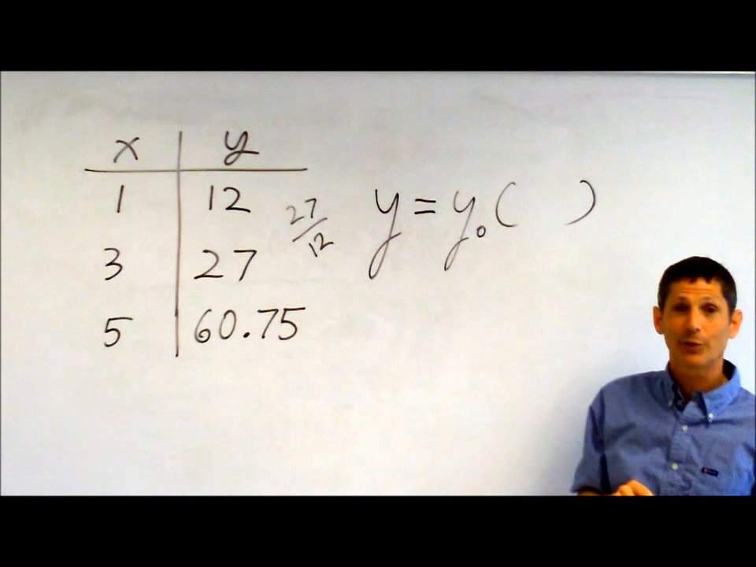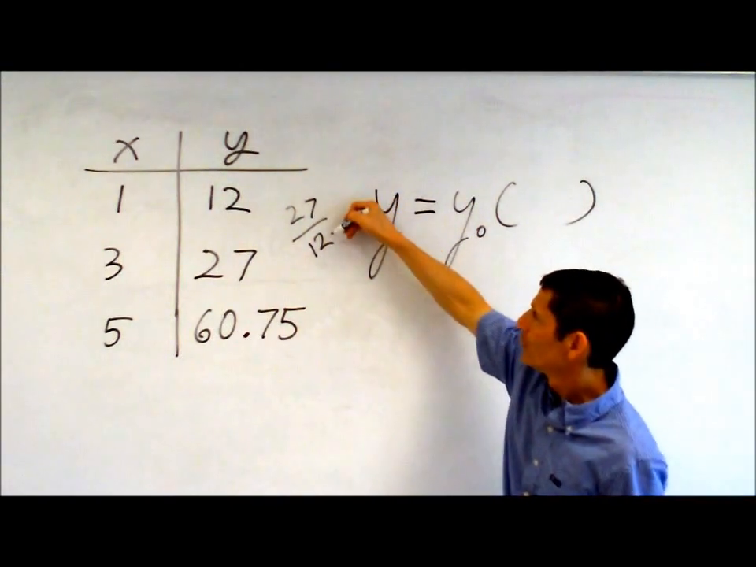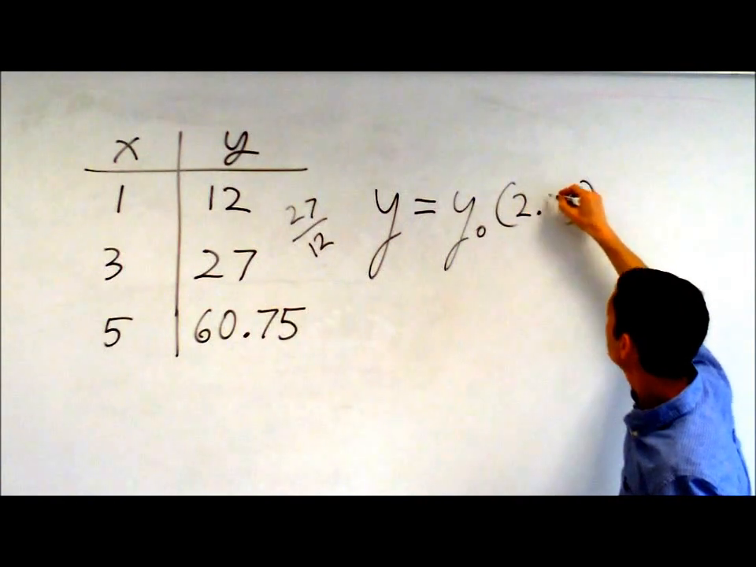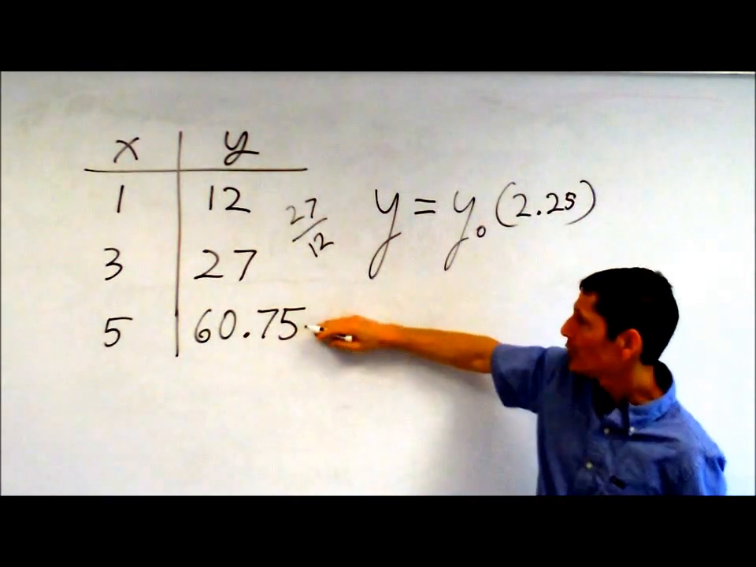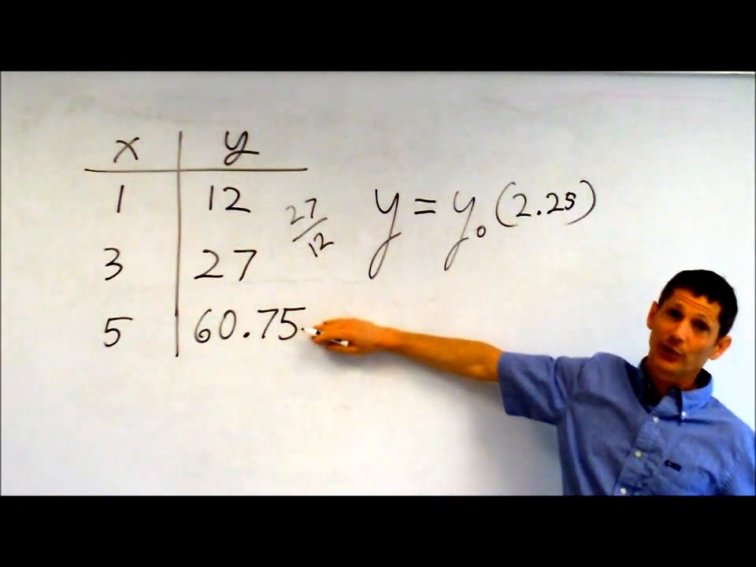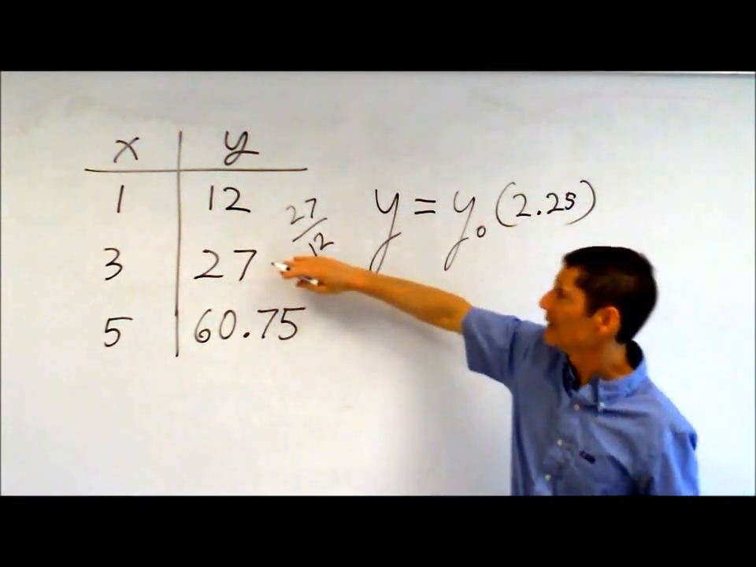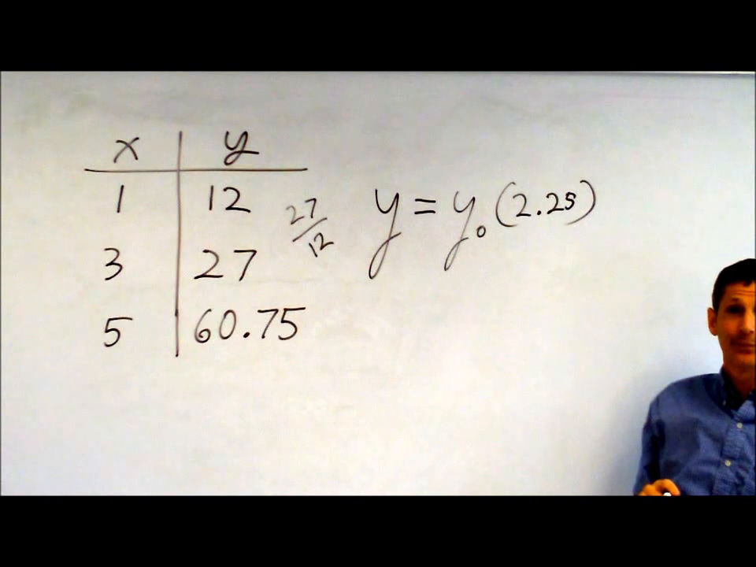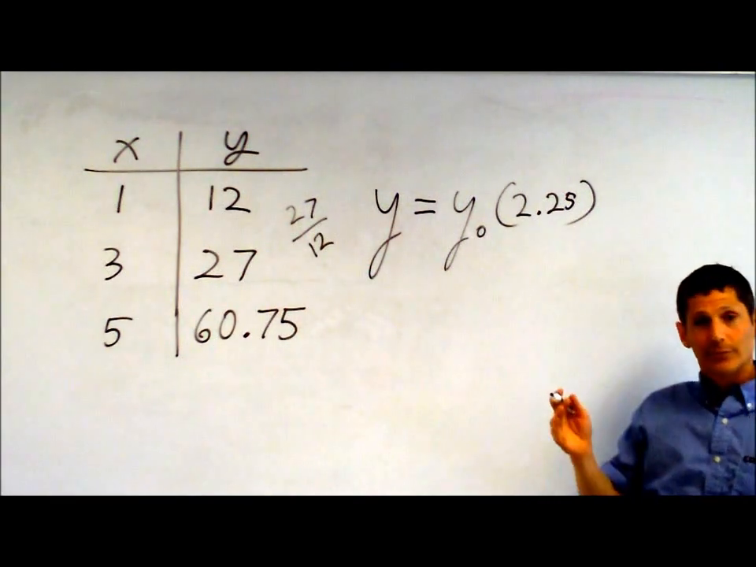You want to do that for me, Ms. Stewart? I will. I think it's 2.25. 27 divided by 12 is 2.25. So 60.75, I could just check. 60.75 divided by 27 should also give me 2.25. And it does. So it's exponential, all right.